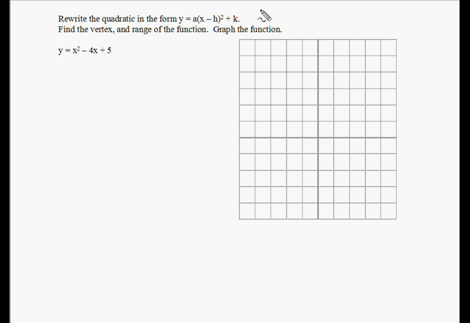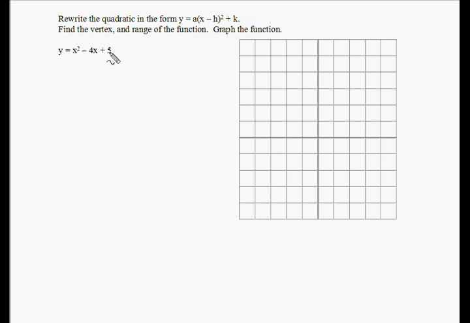If this quadratic equation is written in the form y equals a times (x minus h) squared plus k, we can quickly and easily graph it because we'll know what the vertex is, what the range is, and we could do it very, very quickly. But we're given y equals x squared minus 4x plus 5, and it's not in the right form.